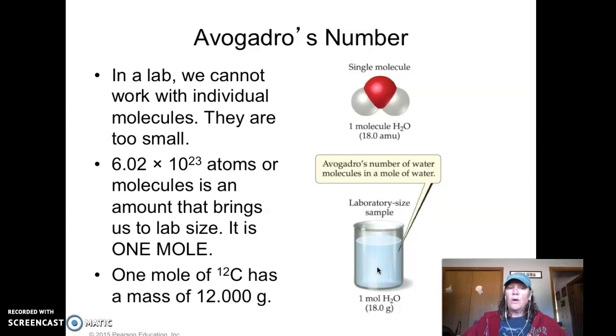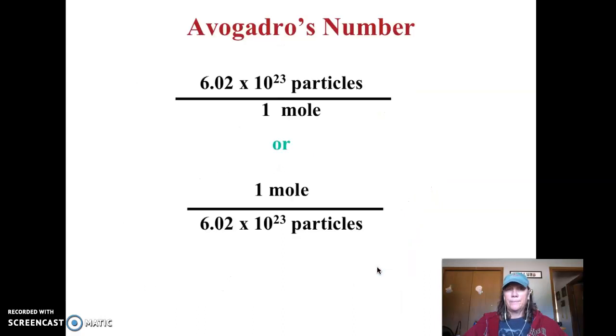Okay, so again, 1 mole of carbon 12 has a mass of 12 grams. It has 6.02 times 10 to the 23rd atoms. They're all conversion factors. They all equal each other. And that's what this talks about too. So if I'm trying to get rid of moles and find particles, it could be atoms, or it could be molecules, because again, if we're talking about a compound, it's going to be molecules, I would use these conversions.